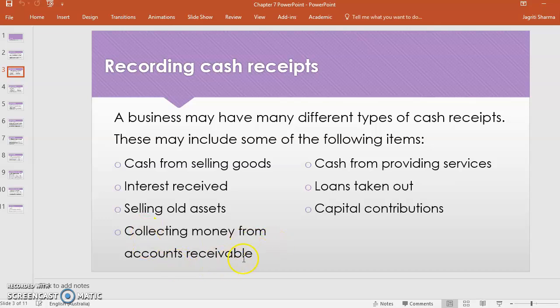Collecting money from accounts receivable. So accounts receivable again, the customers whom you give the goods on credit. So when you get the money from them, it's called collecting money from accounts receivable. They are also called your debtors. Cash from providing services, loans taken out, capital contributions. So they are all your cash inflows, which means cash receipts. Money is coming into your bank account.